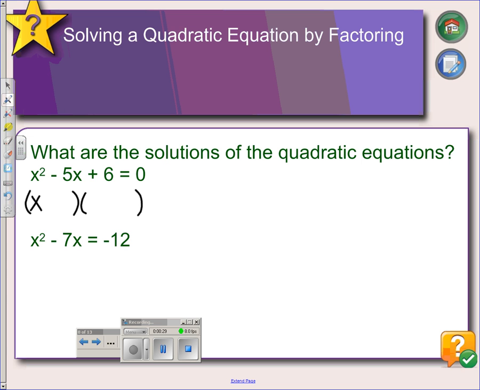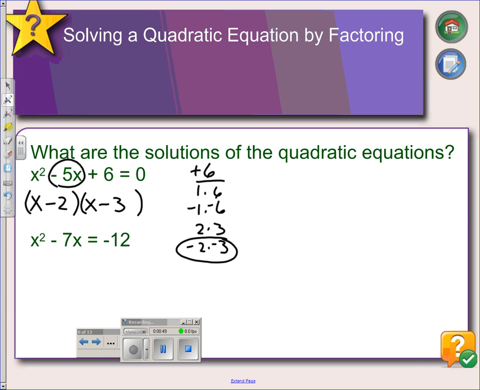So we divide the x squared into x and x. And to make positive 6, we have 1 times 6, negative 1 times negative 6, 2 times 3, negative 2 times negative 3. And since we're adding up to negative 5, we're going to want negative 2 times negative 3. And these two things multiplied together still equals 0 because it's an equation.